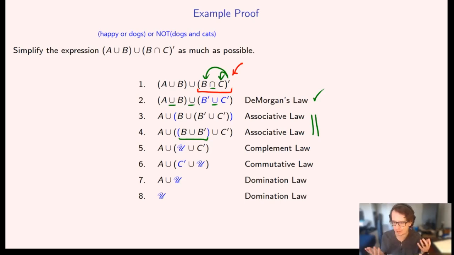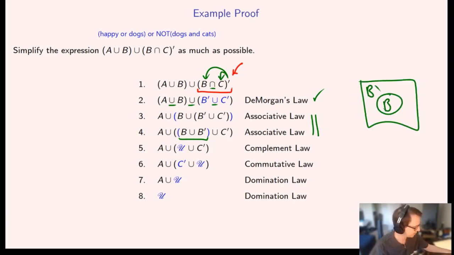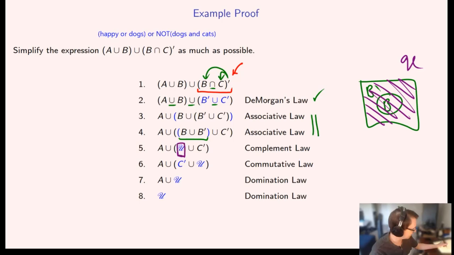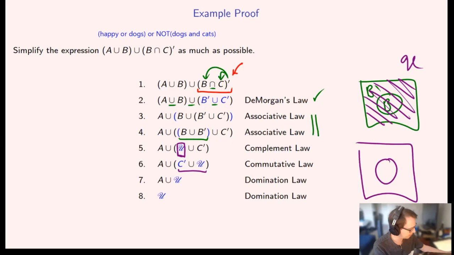Dogs or not dogs. And what do I know about dogs or not dogs? Well, if I want the things that are dogs or not dogs, I get the entire universe. And that's what I've done here. I got the entire universe. So I've replaced dogs or not dogs with everything. And because I've got everything, I now have everything or not C. And in this case, I've said C is cats. So this would be everything or not cats. Well, what do I know about taking not cats?